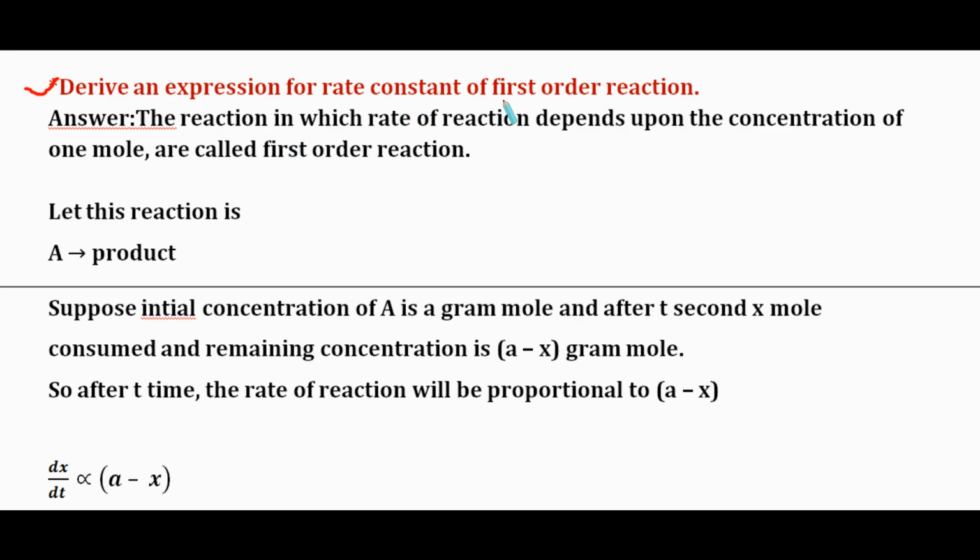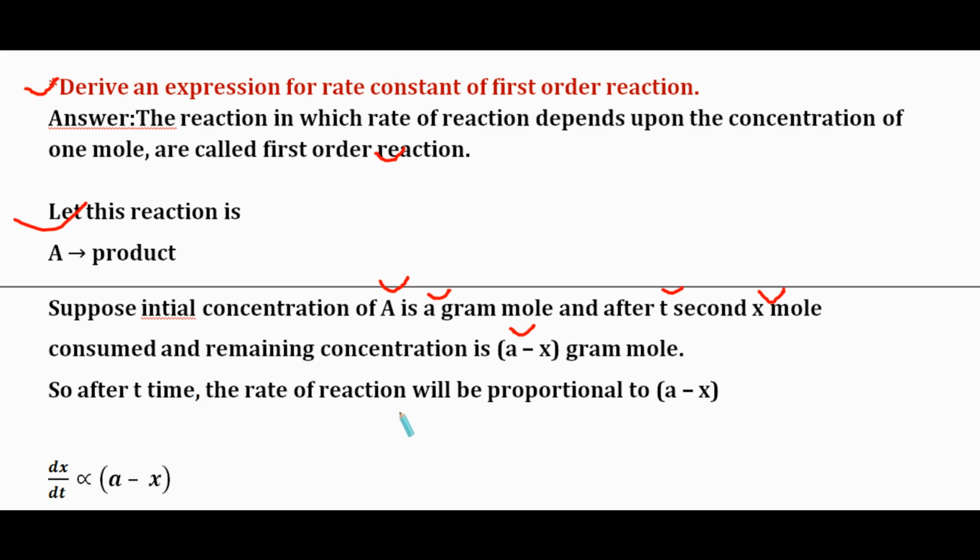Derive an expression for rate constant of first order reaction. The reaction in which rate of reaction depends upon the concentration of one substance is called first order reaction. Let this reaction be A gives product. Suppose initial concentration of A is a gram mole, and after t seconds x mole is consumed, and remaining concentration is a minus x gram mole.